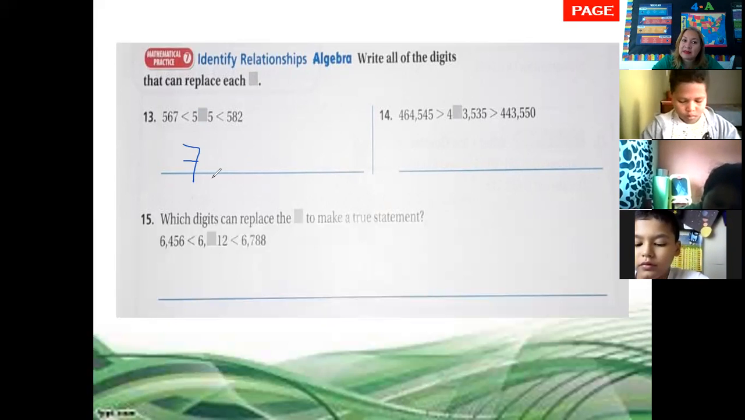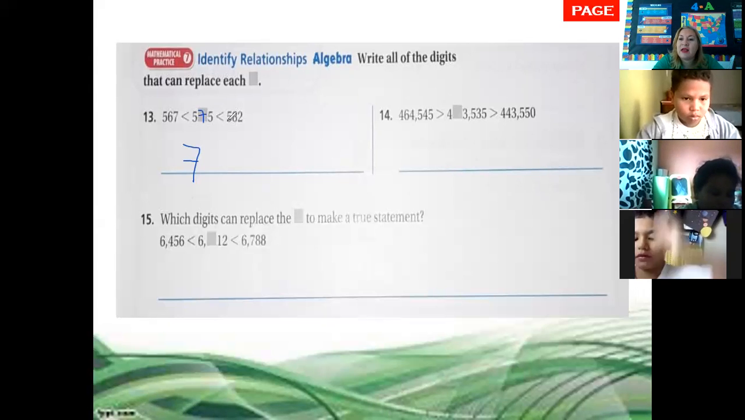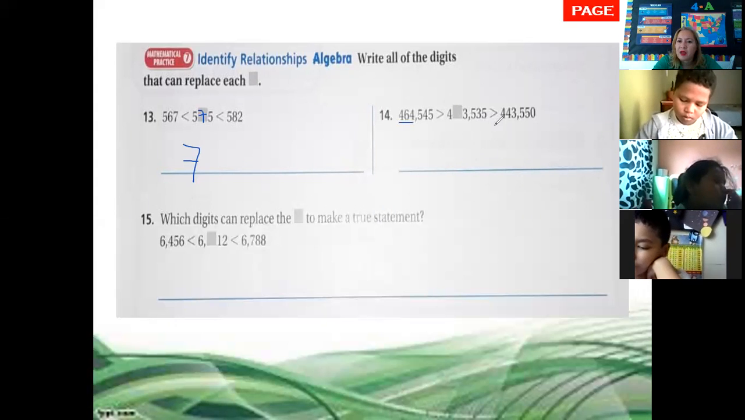567 is less than 575. And 575 is less than 582. That's correct. So 7 is the missing number. Next one. We have 464. So let's focus on these numbers. Let's forget the other ones.